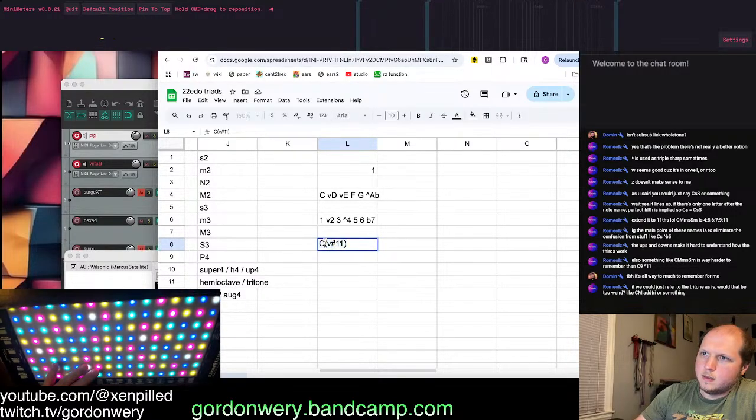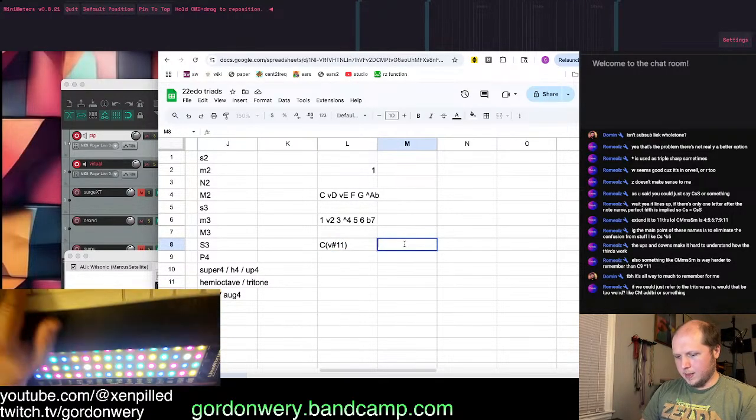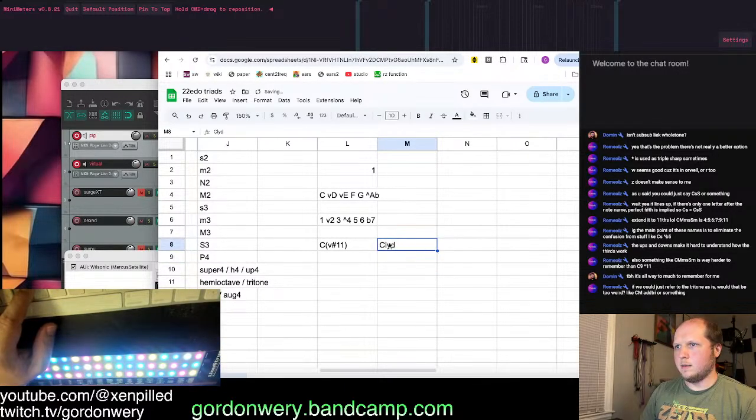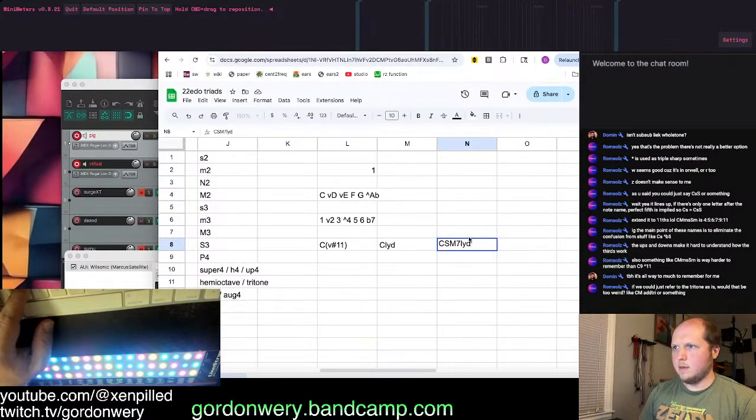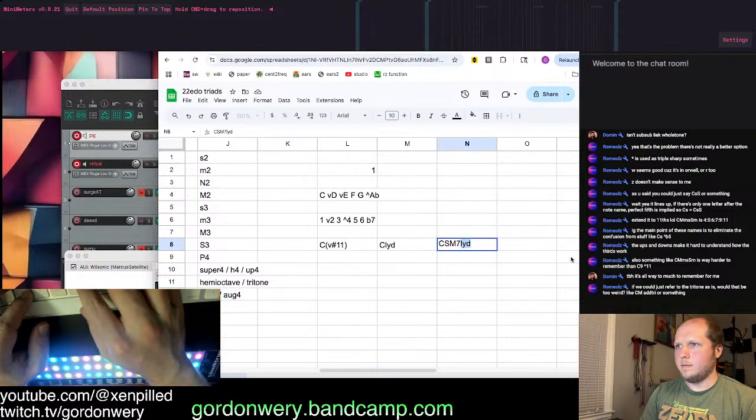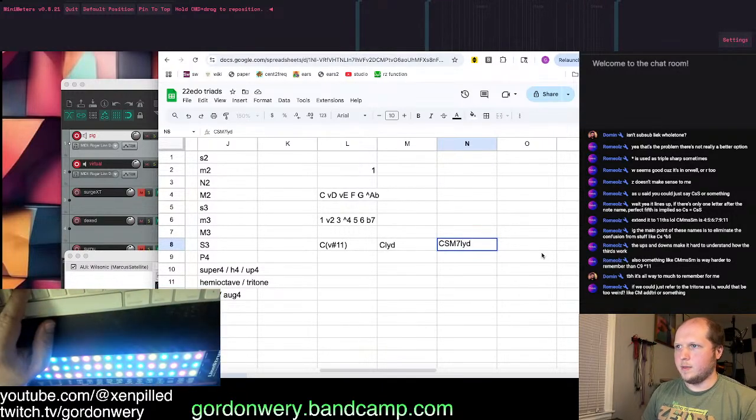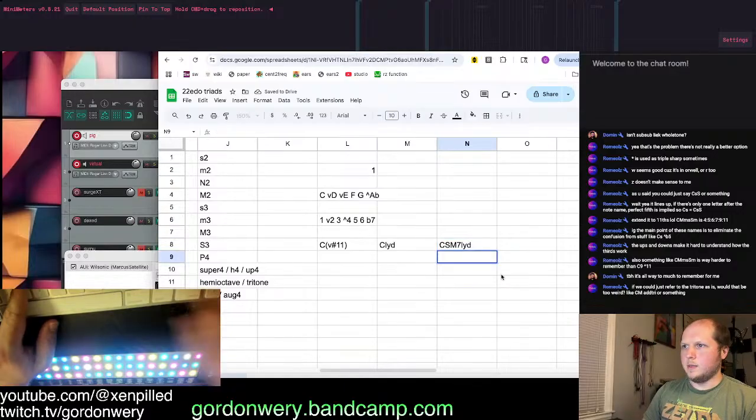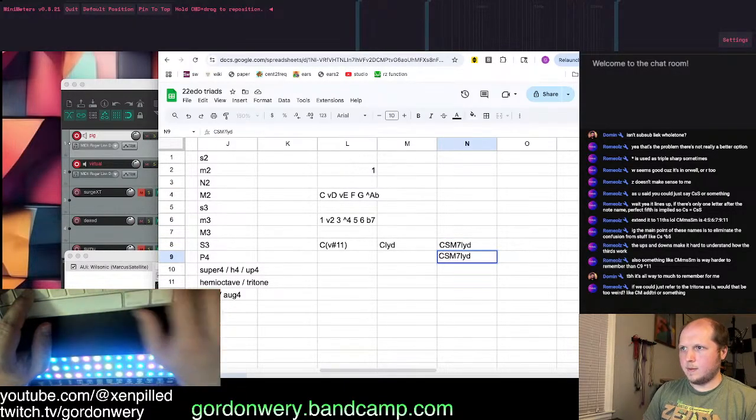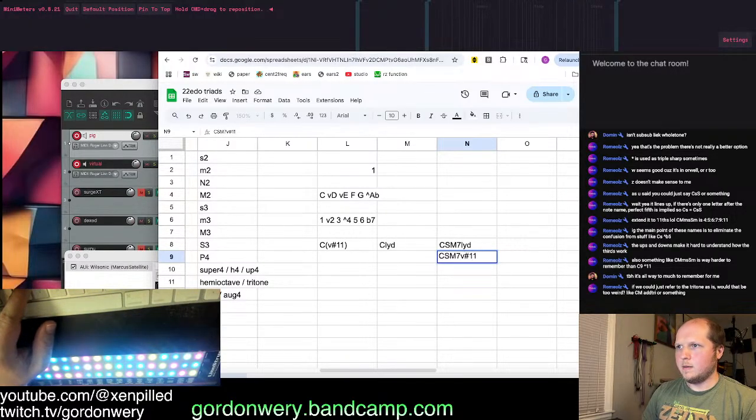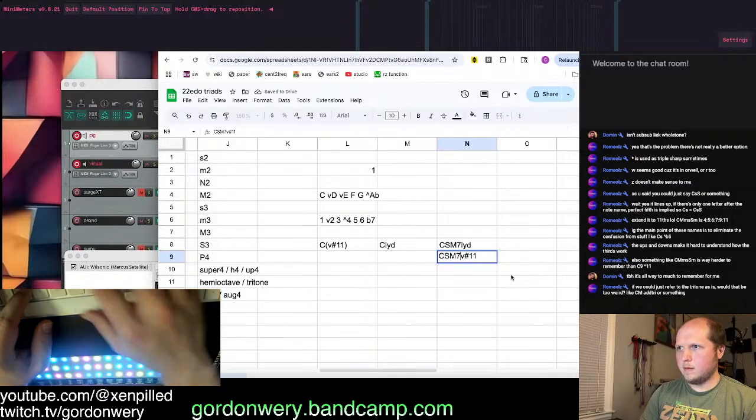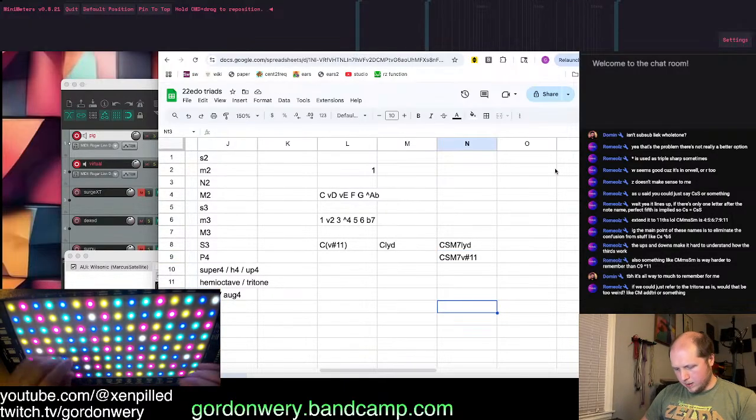But maybe it is. C Lydian could just mean a C major with a Lydian. And then what if you wanted C super major 7 Lydian? But it could also be like down sharp. Oops. I mean, that would be this.